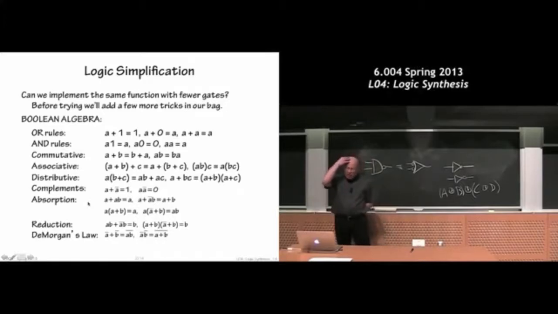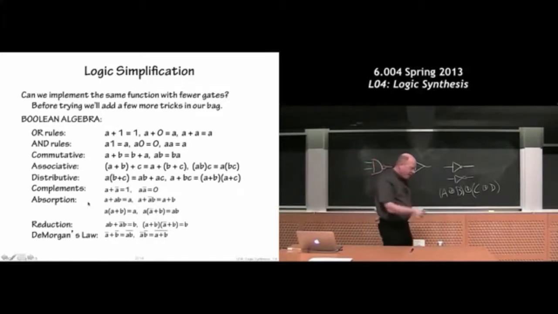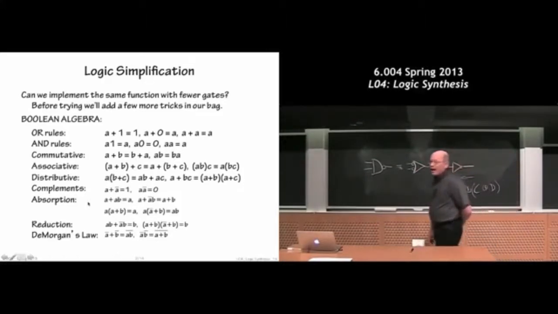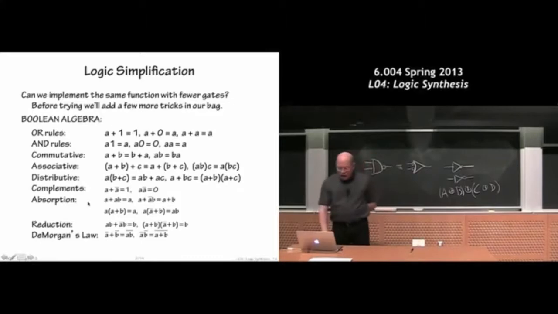Okay, let's shift gears a little bit. So we've been looking at this function for a long time, and you can see I've shown you 8 different ways to draw the schematic diagram for it. And can I do it with fewer gates?